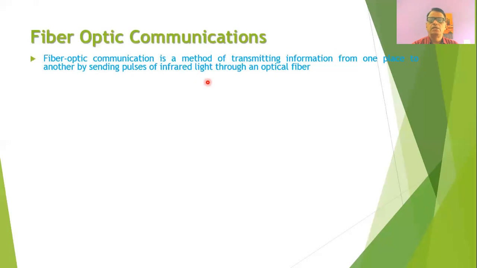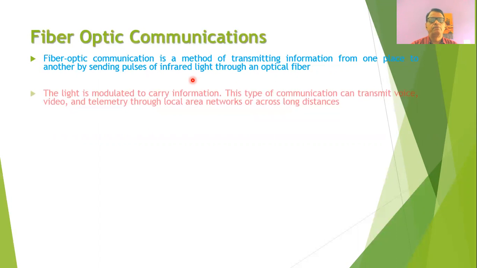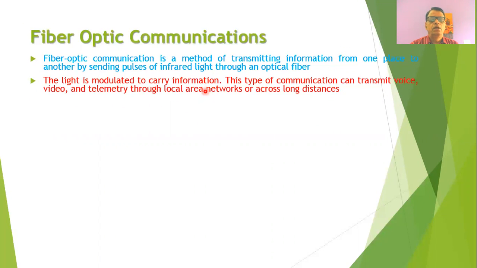But we can replace this twisted pair cable by using the optical fiber. Whenever we use the optical fiber, we need to send pulses of infrared light through it whenever we want to send some information. The light is modulated to carry the information.